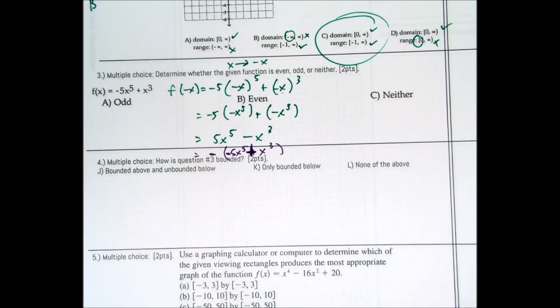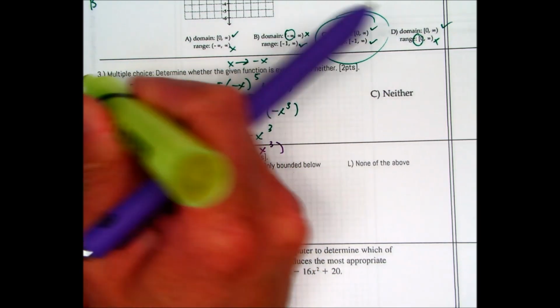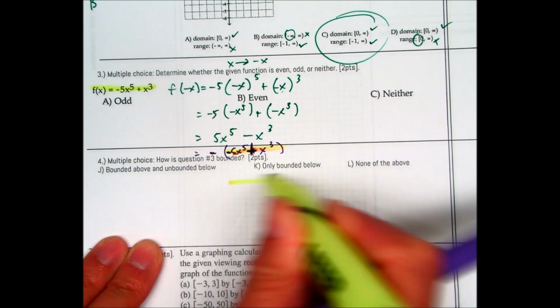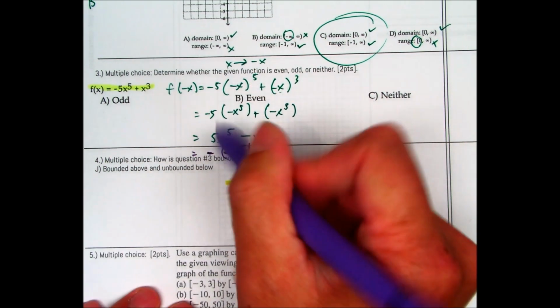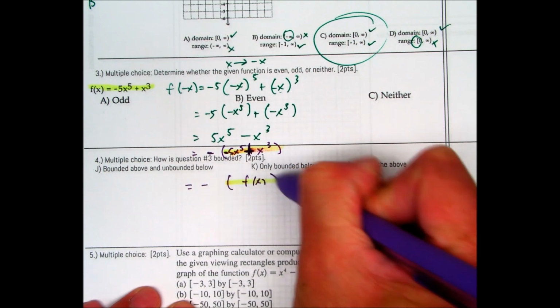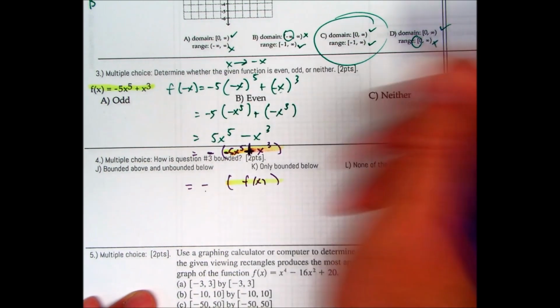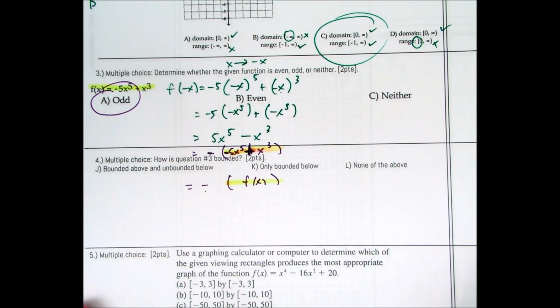And then here, every time I see -x to the 5th plus x to the 3rd, I can just put in f of x. So basically we have the opposite of the original function. This is odd.